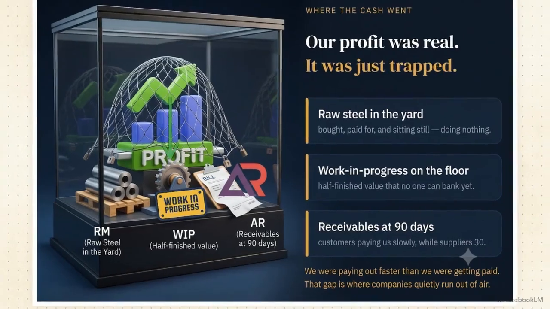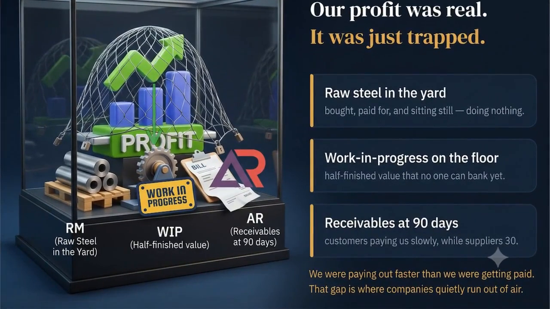Next, look at the work in progress on the factory floor. You've poured labor and machine time into half-finished products. They hold value, but you can't bill a customer for a gear that's missing keys. Finally, there is the accounts receivable trap. You deliver the product, but the customer takes 90 days to pay you. Meanwhile, your own suppliers demanded payment in 30. That 60-day gap drains your liquidity.